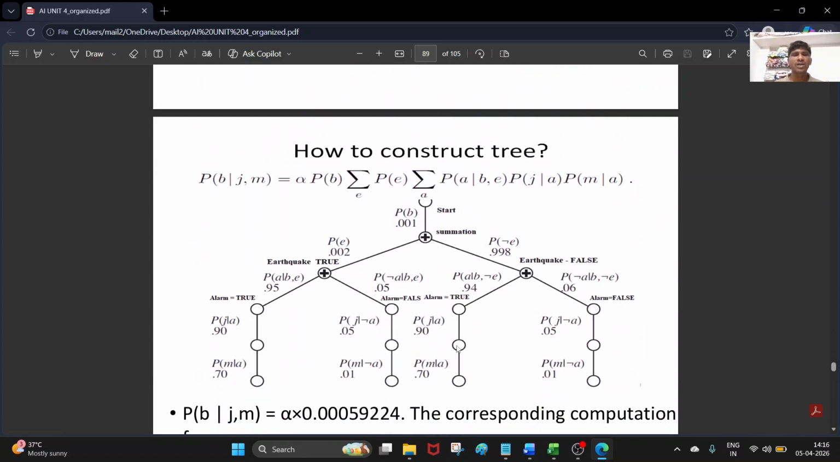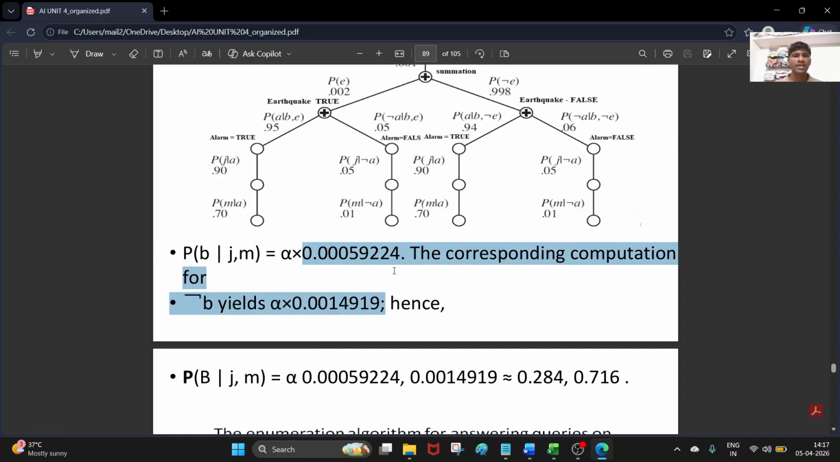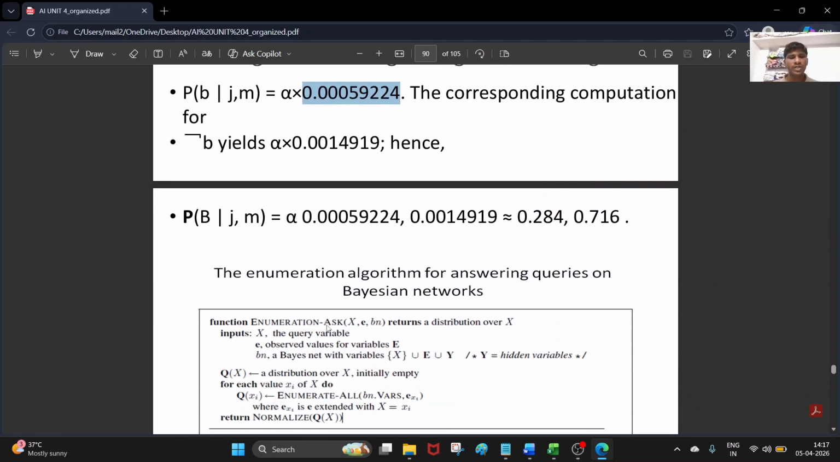Then next we have to construct the enumeration tree. Here you start with P of B, then the summation over E, the probability of earthquake being true and false. From each branch, when the earthquake is true, the alarm may be true or false; here also the alarm may be true or false. When the alarm is true, consider John calls and Mary calls. When the alarm is false, consider John calls and Mary calls. Likewise, you construct the tree and finally calculate the value, and the enumeration constant alpha can be calculated using the normalization formula.